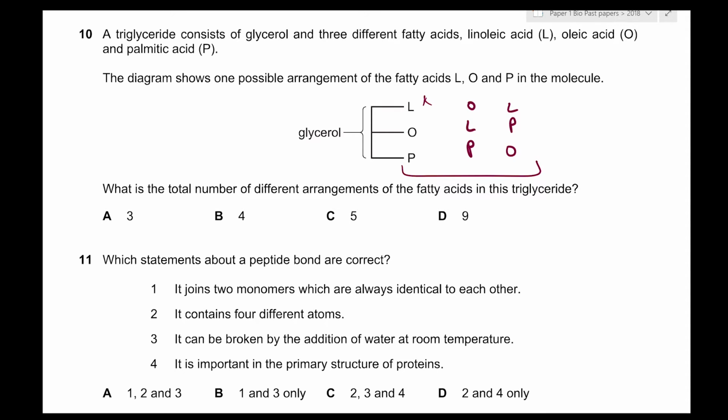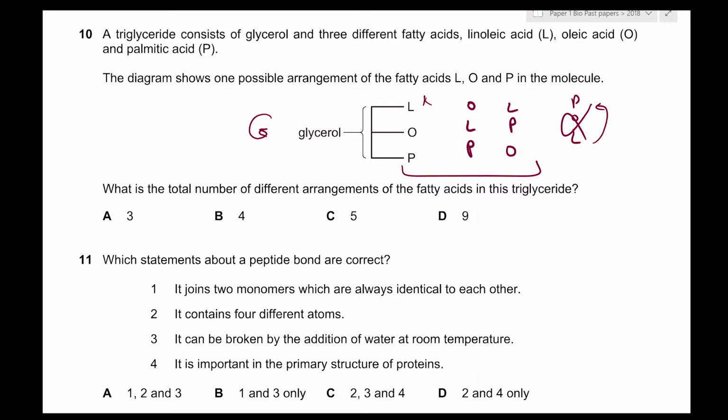The reason for this is that if we try to do, for example, POL, and we all know that the triglyceride molecule could actually be rotated 180 degrees. If we rotated that, we would end up with LOP, so it's exactly the same triglyceride. Therefore, it's not a different arrangement.